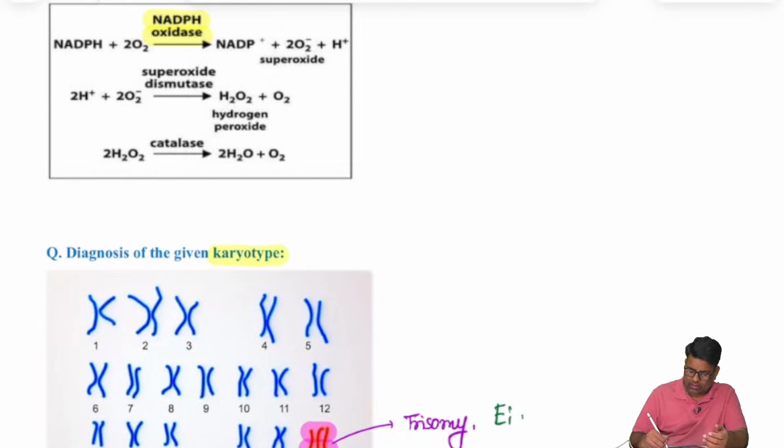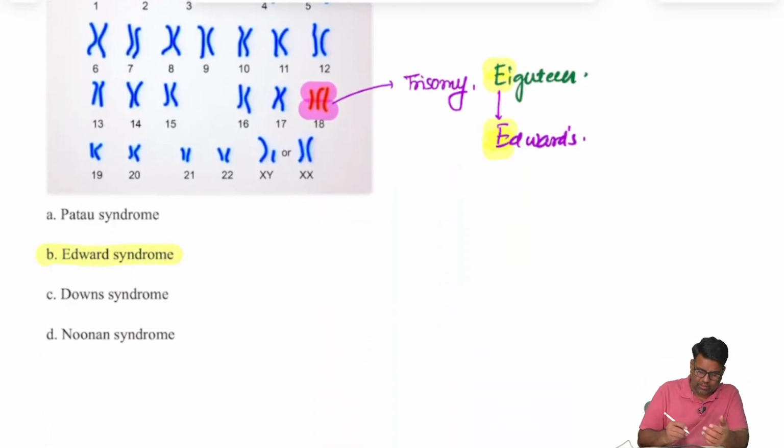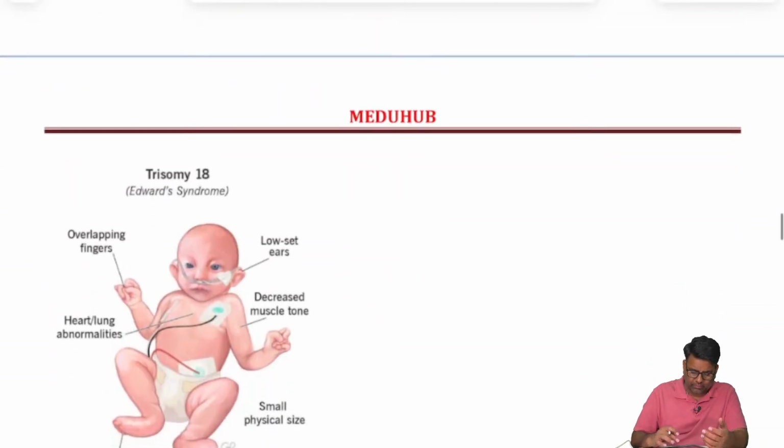And trisomy 18 is known as, if you write it like 18, then you can remember it like adverb. This is how I remember it. 18. So this is a typical case of Edward syndrome, and what we see in Edward syndrome actually.